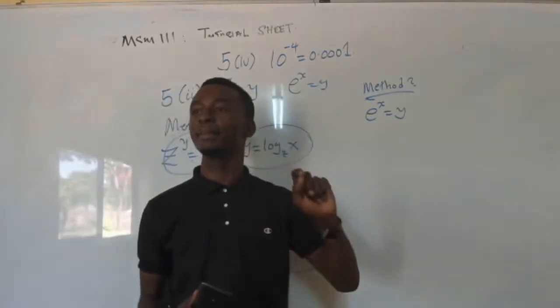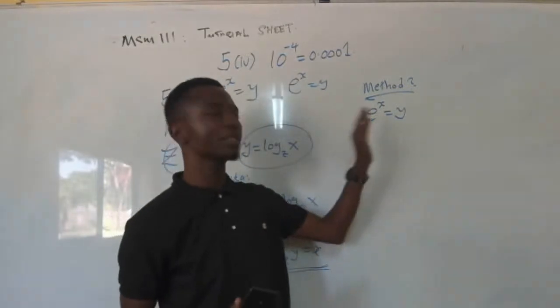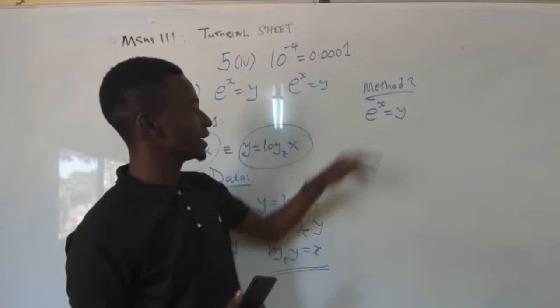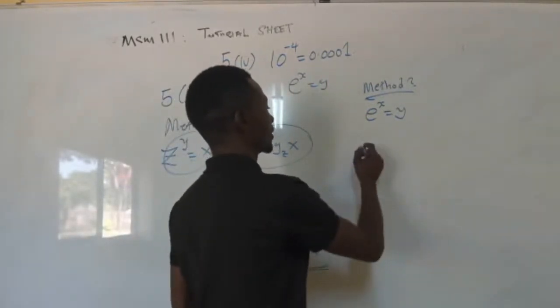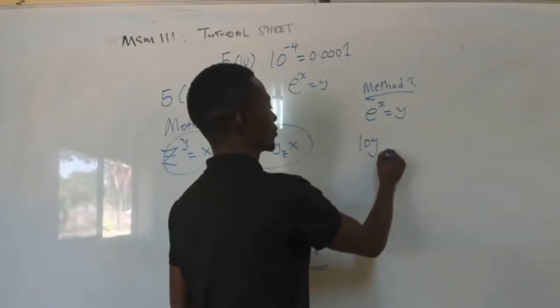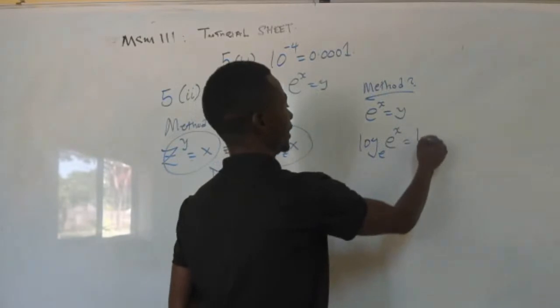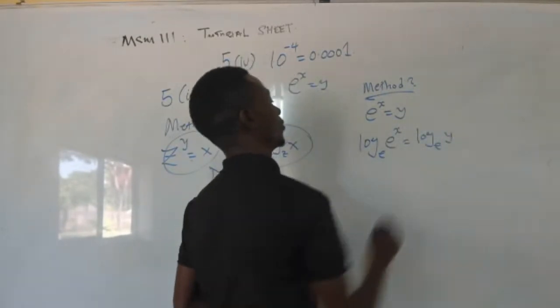Our base is e. If your base is e, you have to multiply both sides by log e. So following this question, our base is e, so we are multiplying both sides by log e. So now let's do this. Log e of e to the power x equal to, again, log e of y.